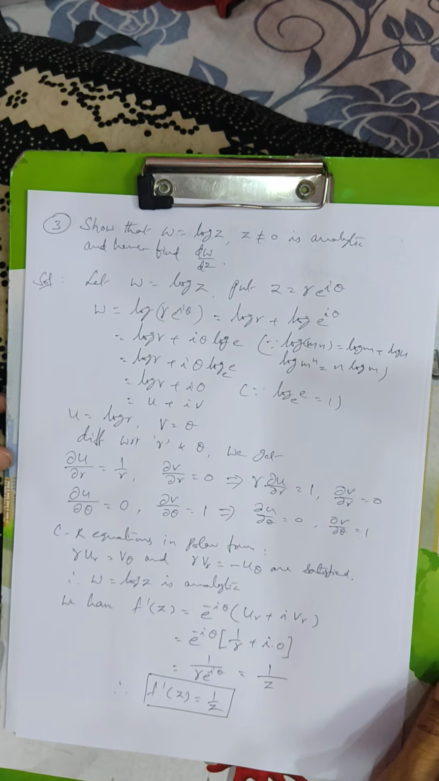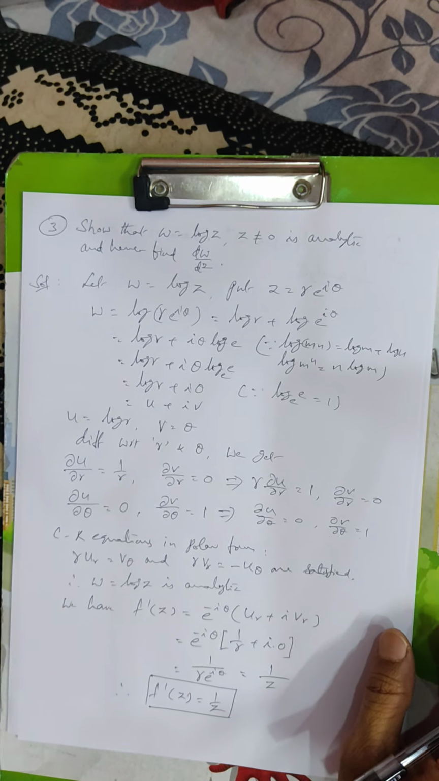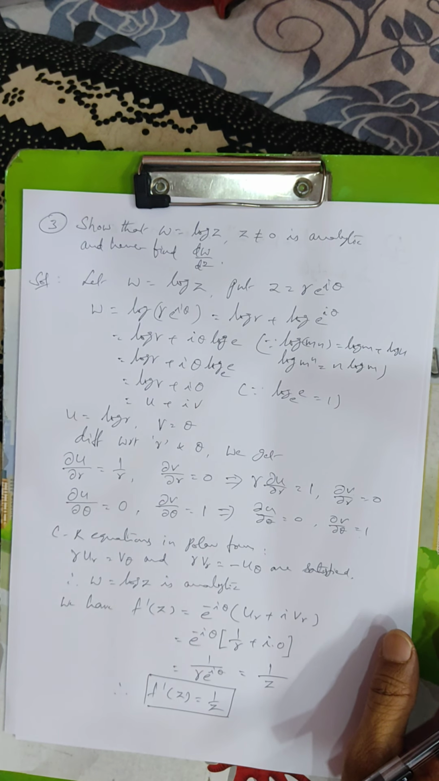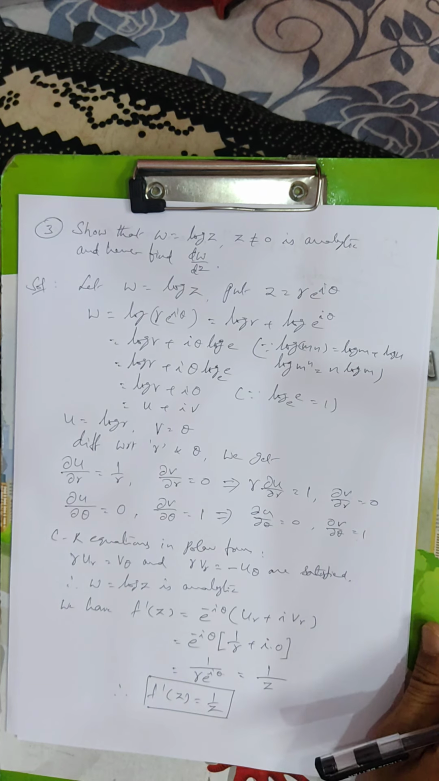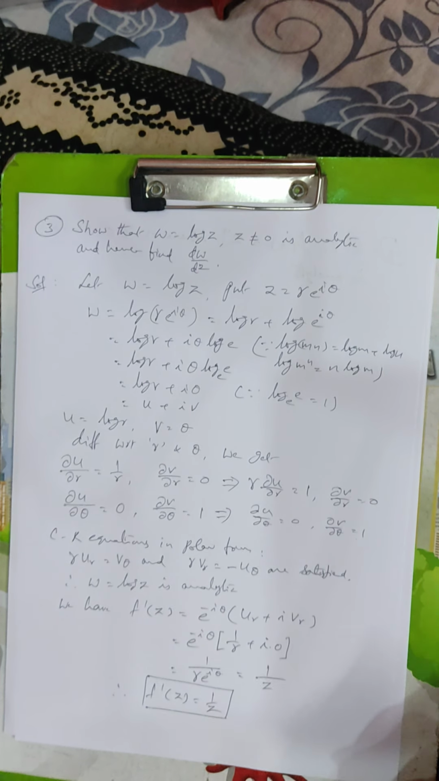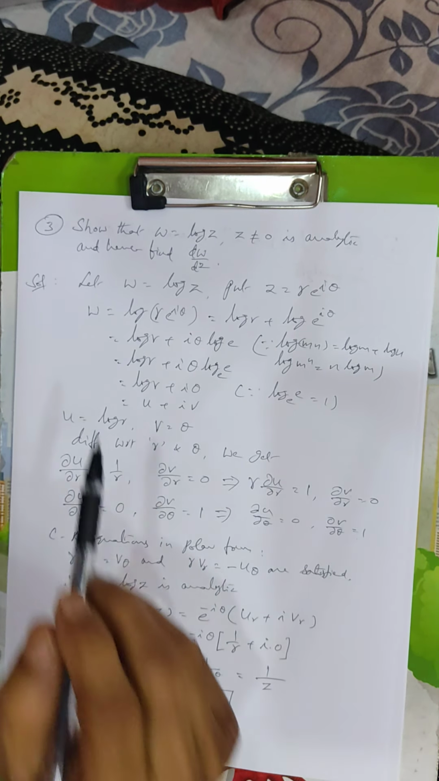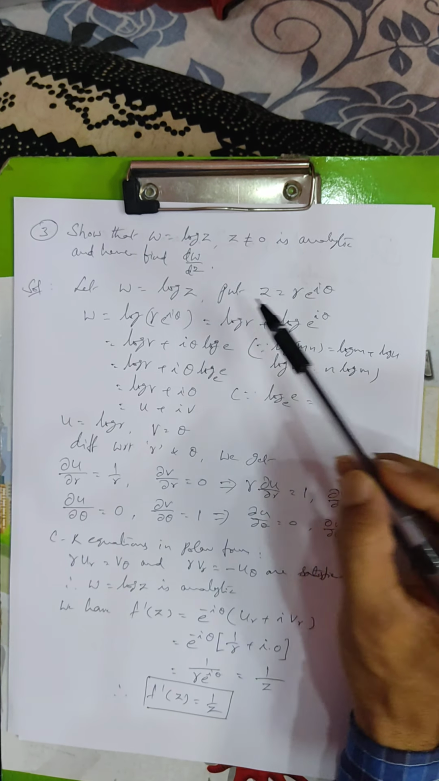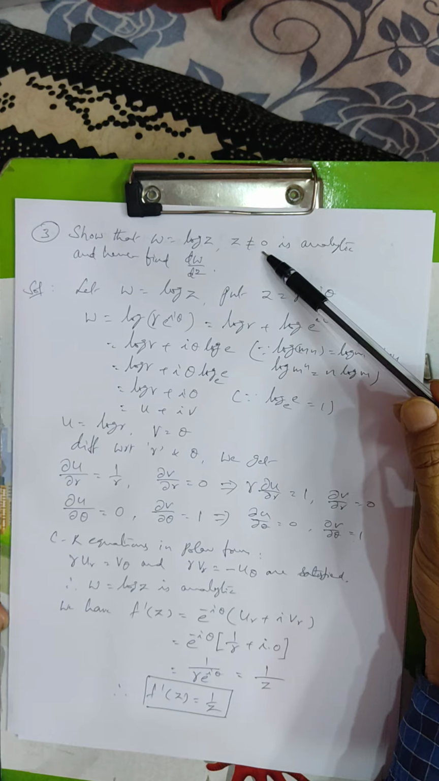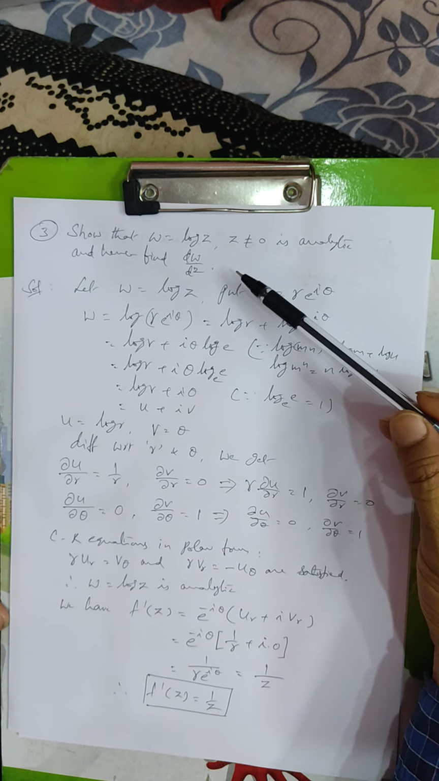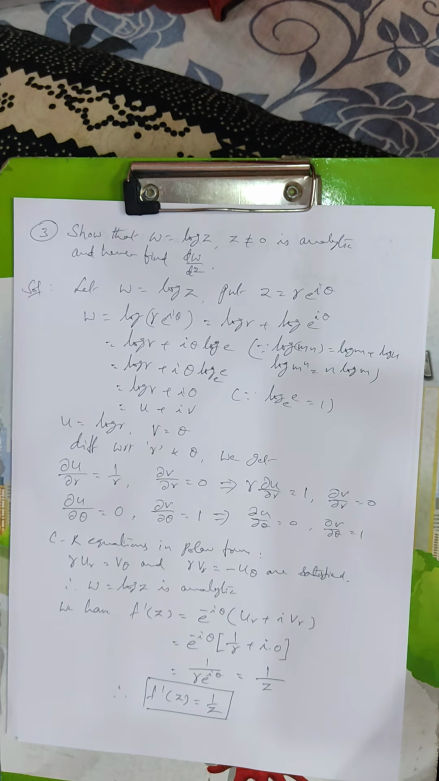Hi students, in the last video we solved problems to show that the given function is analytic and hence to find its derivative. We solved two problems, now let us continue. So third one, show that the function w is equal to log z where z is not equal to 0 is analytic and hence find dw by dz.